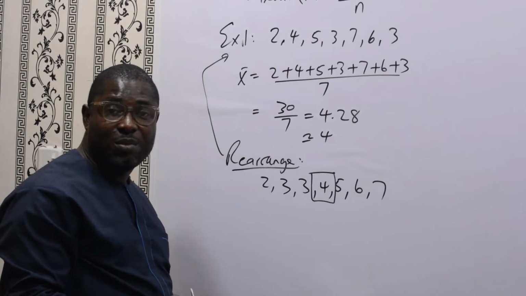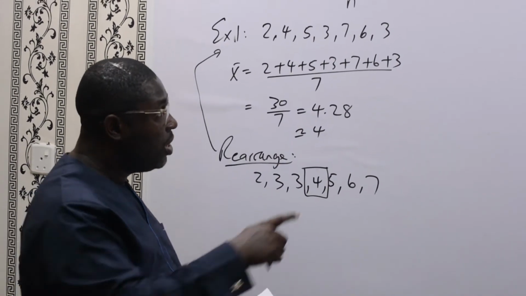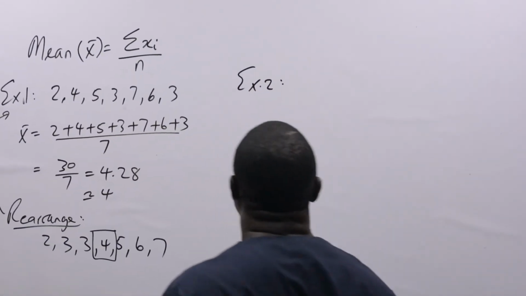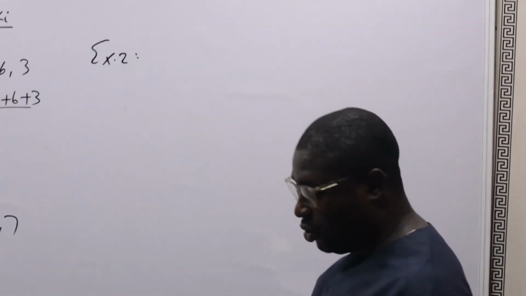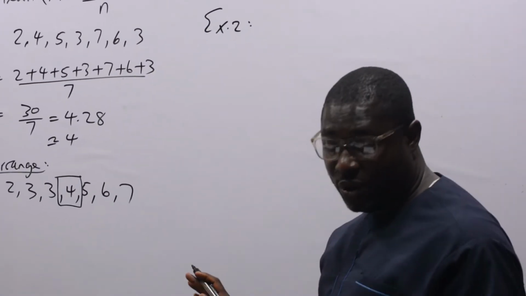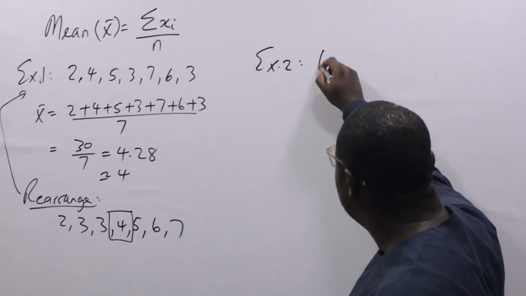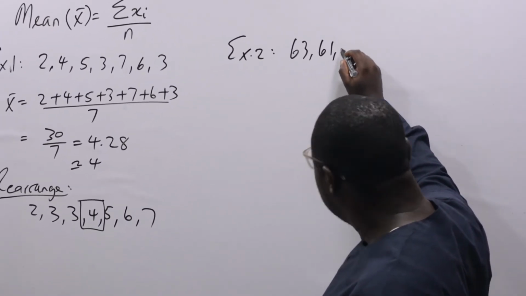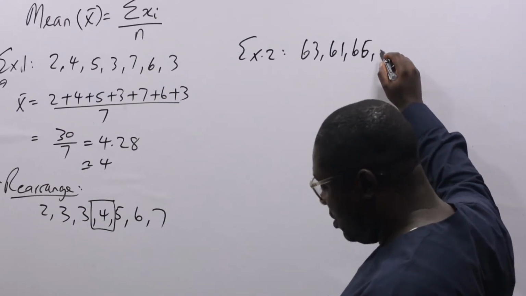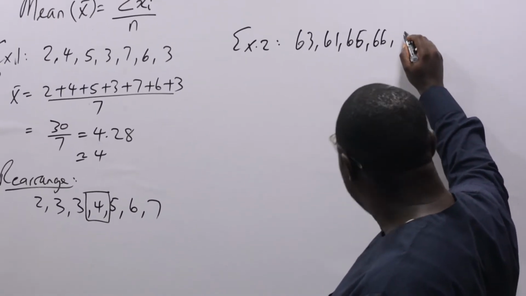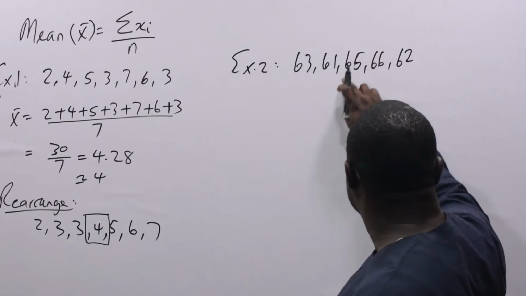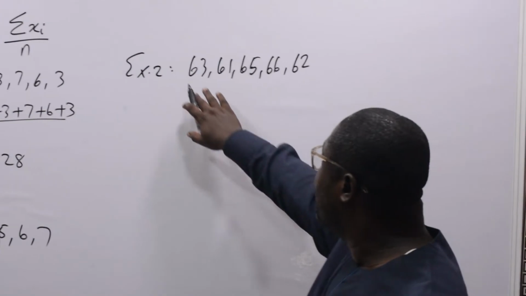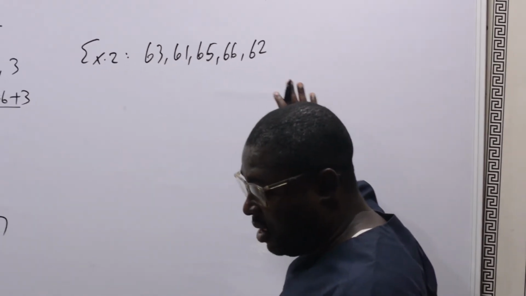I'll quickly do another example in this video. Let's say example 2. In this example, we're just going to take random figures: 63, 61, 65, 66, and then 62. Now these are random figures. They were just picked, and they can represent anything.